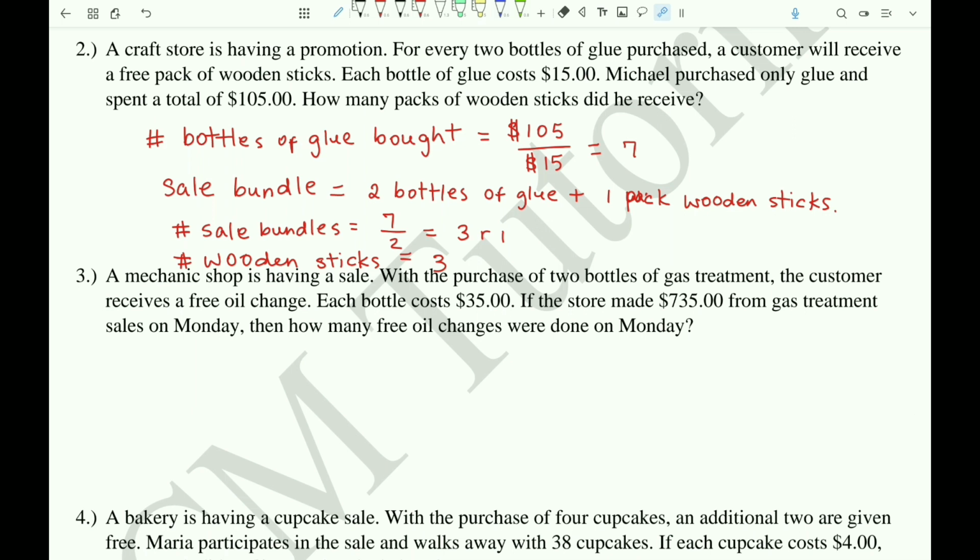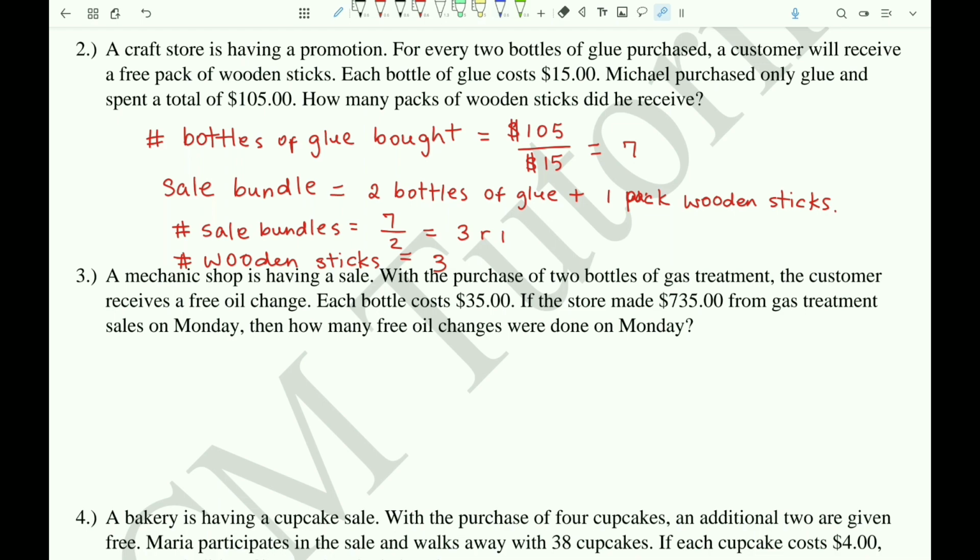Now, if he had bought 1 extra bottle of glue, then he would have had 8 bottles of glue, and 8 divided by 2 is 4, right? So he would have had 4 sale bundles, which means he would have received 4 packs of wooden sticks. But your answer in this case is 3. The remainder 1 is an extra bottle of glue. That's what it represents. An extra bottle of glue that is not enough to receive another pack of wooden sticks. So that is your answer for question 2.